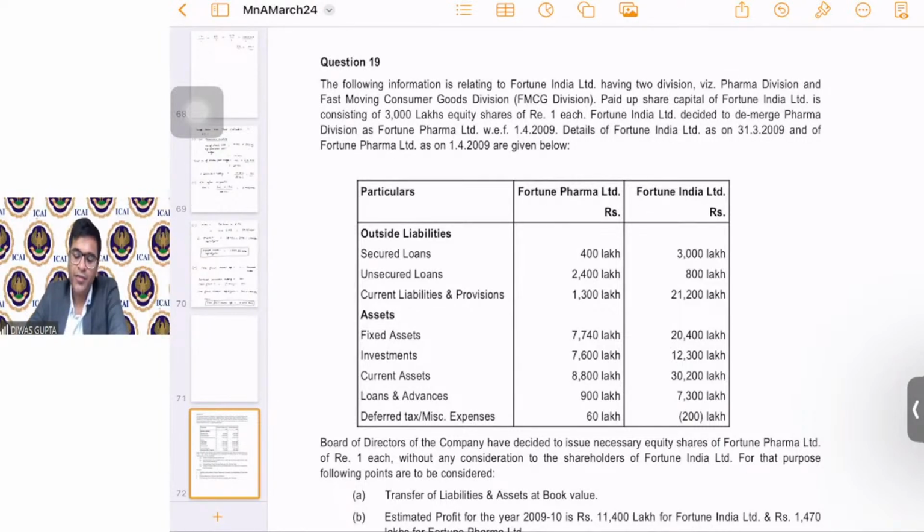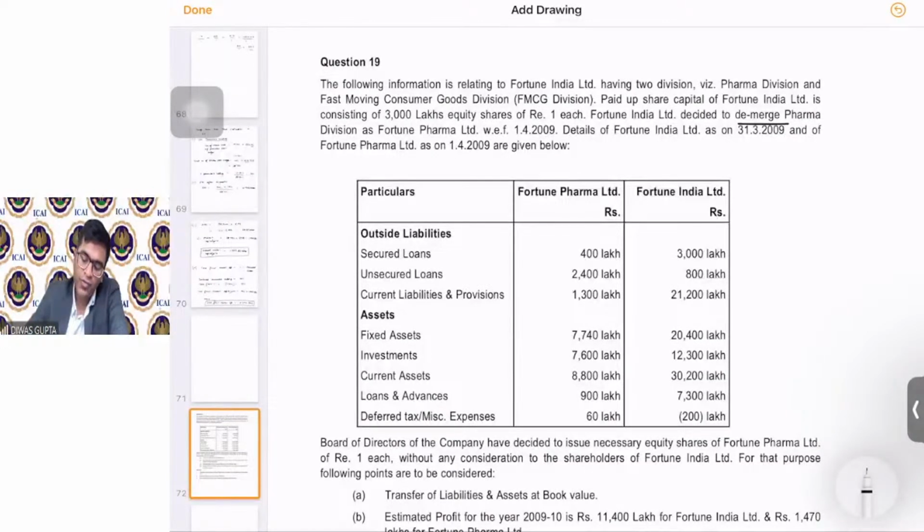The following information is related to Fortune India Limited having two divisions, Pharma division and fast moving consumer goods division. So please try to remember certain names here, so that it gets registered. So there is a company called Fortune India Limited. It has two divisions, Pharma and FMCG. Paid up share capital of Fortune India Limited is consisting of 3,000 lakhs equity shares of rupees 1 each. Fortune India Limited decided to demerge Pharma division as Fortune Pharma Limited with effect from 1st of April 2009.